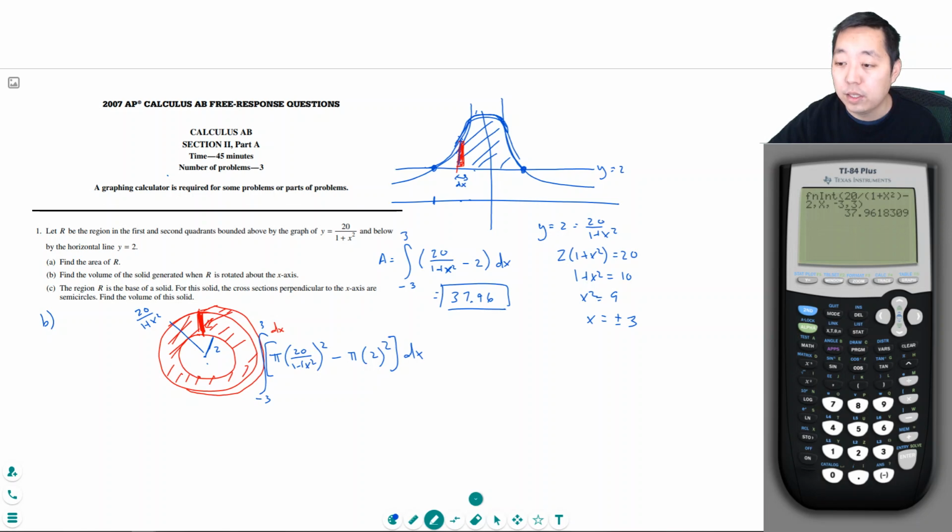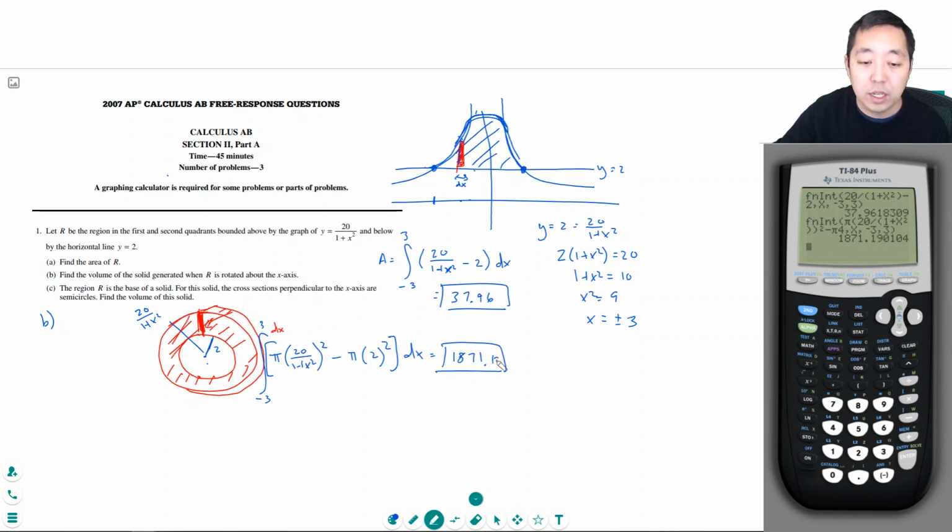Okay, so I'm going to enter that in math 9. So I'm going to do pi times 20 divided by parentheses 1 plus x squared, all of that squared, minus pi times 2 squared, which is just 4. I'm going to integrate over x, going from negative 3 to positive 3, because I want all the disks from x equals negative 3 to positive 3. That becomes 1871.19. Yeah.